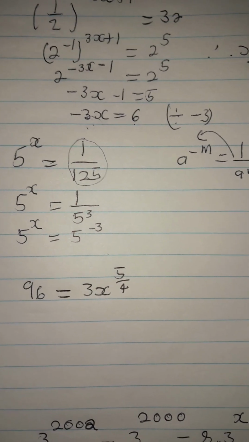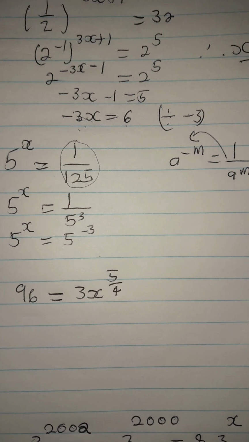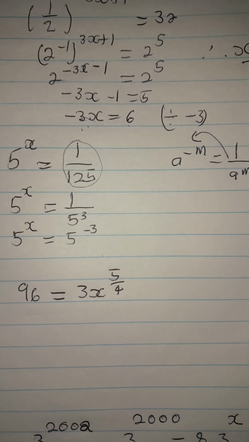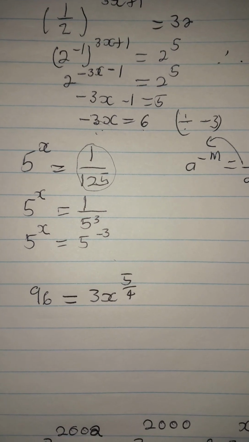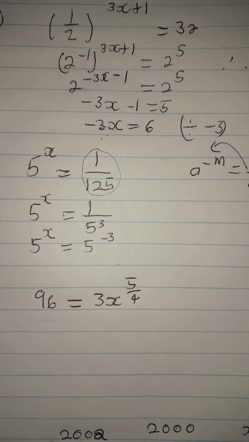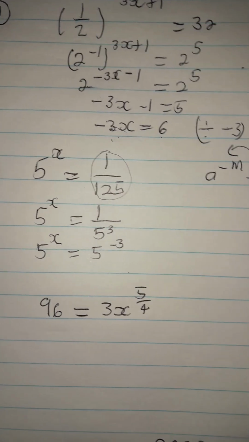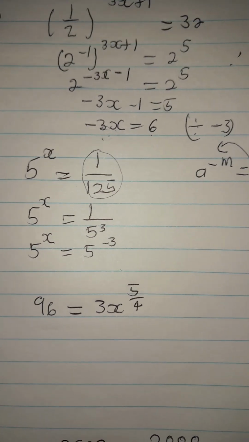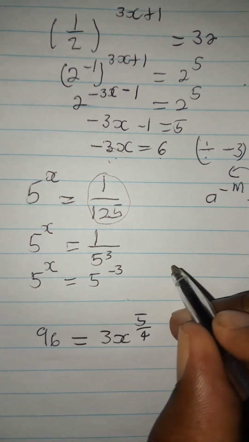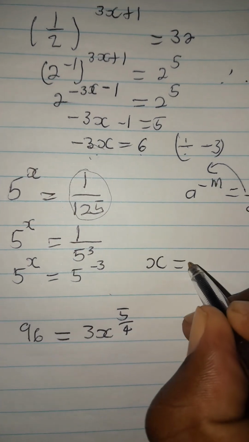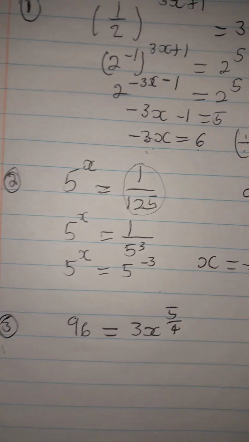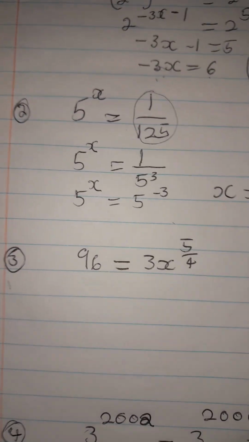It is advisable that you pause the video and reattempt it and check the answer. We learn by doing. Remember guys, we learn by doing. So it is true that since the bases are the same, x will be negative 3. Hope you saw how we did number 2.